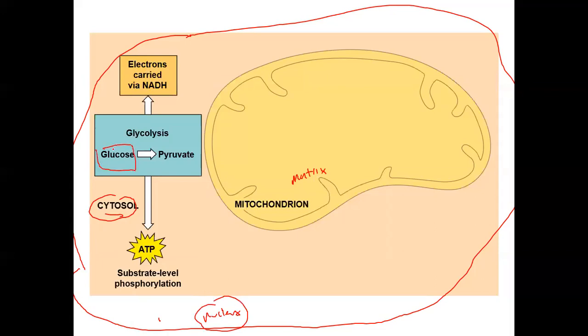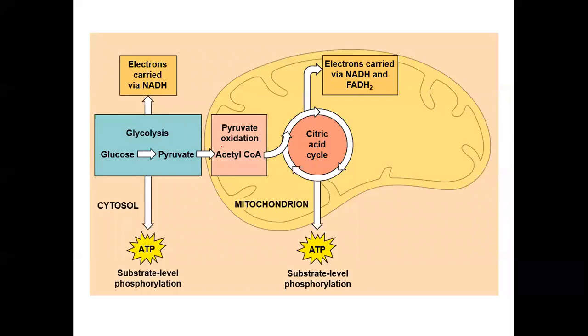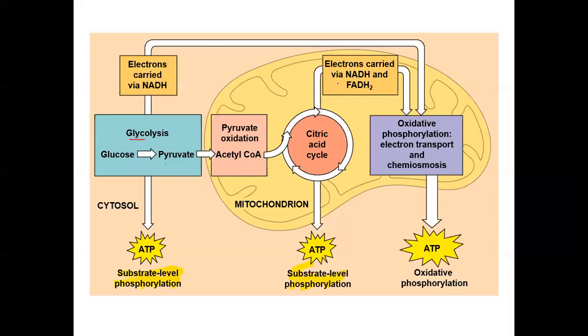Glucose is what you're going to be starting off with. You're going to convert that into pyruvate, and you're going to make some ATP. Then we have what's called the link reaction here. You're going to make acetyl-CoA, which is going to join the citric acid cycle. You're going to make a little bit of ATP here via substrate level phosphorylation. I'll talk about that in a second. And then the big payoff is going to be this last step, which is known as oxidative phosphorylation.